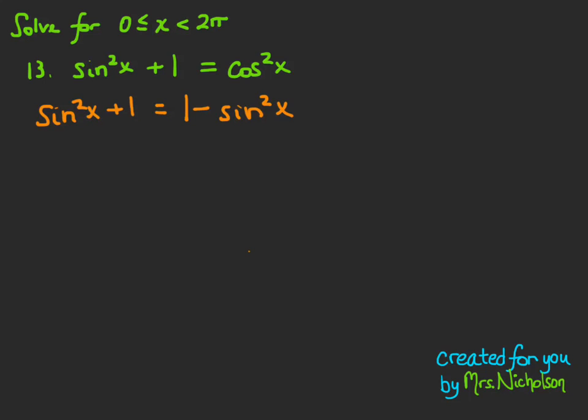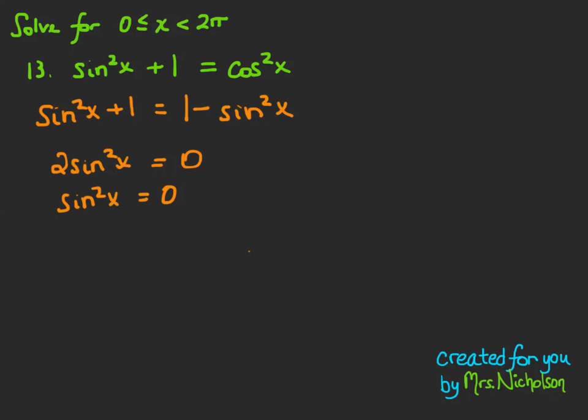So now, since I see quadratics, typically that means we're going to have to factor. So I'm going to move everything to one side. If I add sine squared, then I get 2 sine squared x. And if I subtract 1, well, my 1's cancel out. And so I'm just left with 2 sine squared x equals 0. I'm going to divide by 2, since there's really nothing here to factor. 0 divided by 2 is still 0.